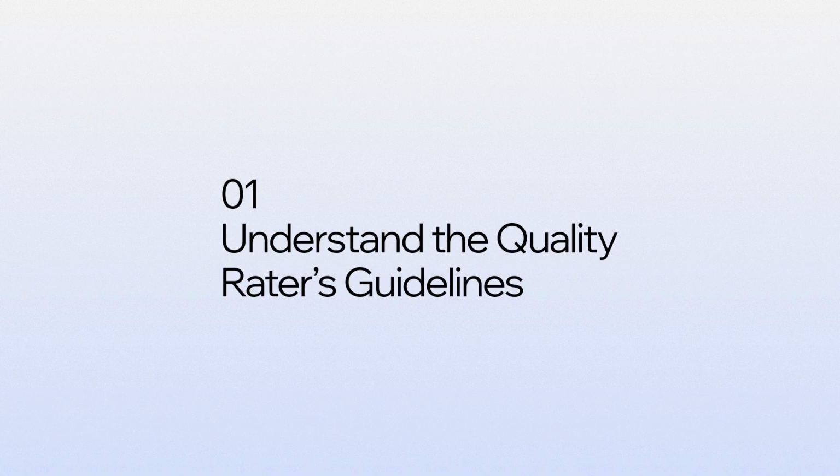So in this lesson, we'll talk about two things that can help you stay on Google's good side: QRGs and your E-E-A-T. The QRGs, or Google's Quality Rater Guidelines, can give you an idea of which direction Google's trying to move in.